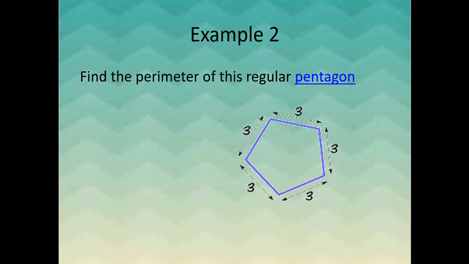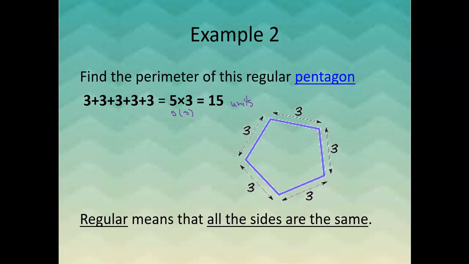To find the perimeter of a pentagon or any shape, again, we add up all the sides. A pentagon has 5 sides, and each of these sides, because it's a regular pentagon, is the same. So we have 3 plus 3 plus 3 plus 3 plus 3, or 5 groups of 3. You can write it that way, which means that our perimeter is 15. Again, we're going to write the word units. 15 units. If you're not told the unit, just write the word units.